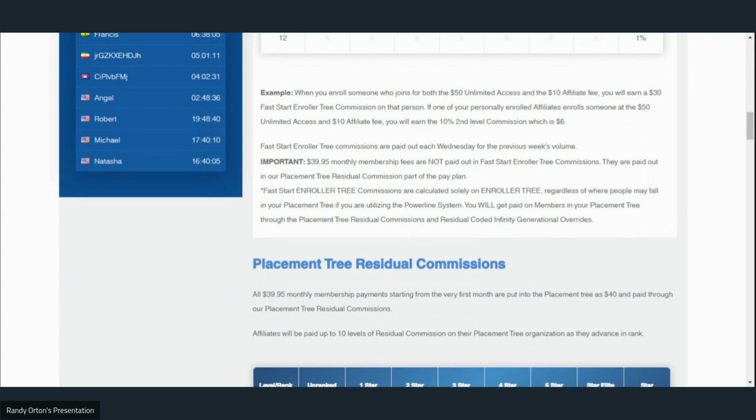Fast start enroller tree commissions are calculated solely on the enroller tree, regardless of where people may fall in your placement tree. If you are utilizing the Powerline system, you will get paid on members in your placement tree through the placement tree residual commissions and residual coded infinity generational overrides.